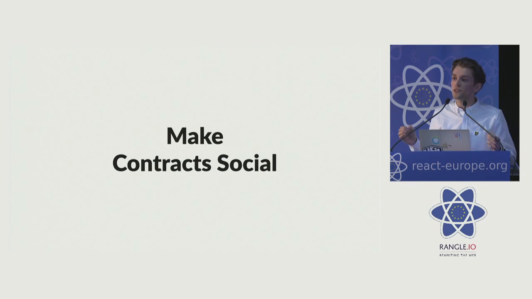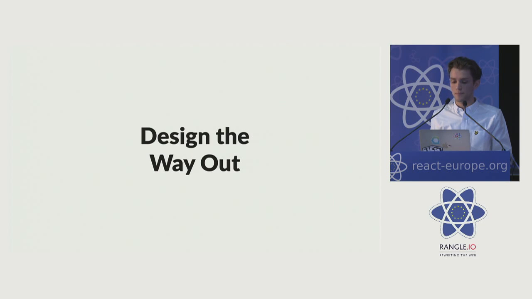Make contracts social. If you have holes in your API that you allow people to fill, make sure they are composable so that different people can create different extensions to your system and use them together. Design the way out of the paradigm. It's really cool that Redux is a single store, but sometimes it doesn't work well. Well, you don't have to use Redux, but you can still use Redux contracts if you'd like to.